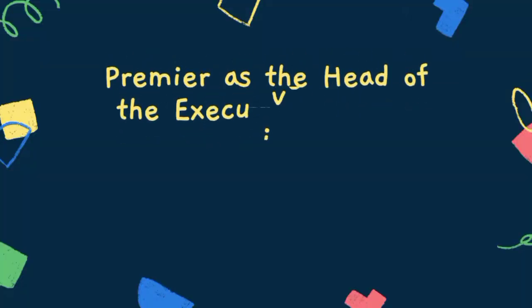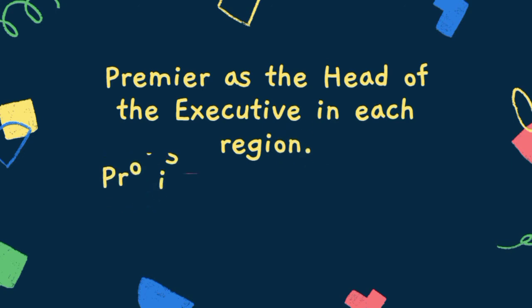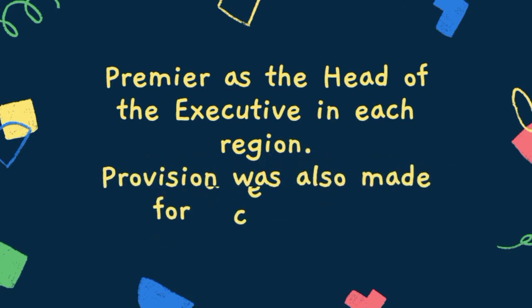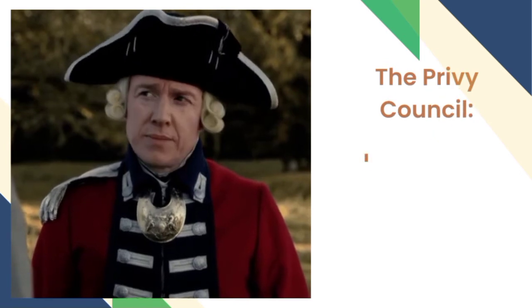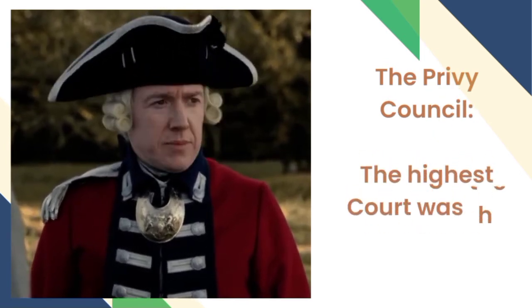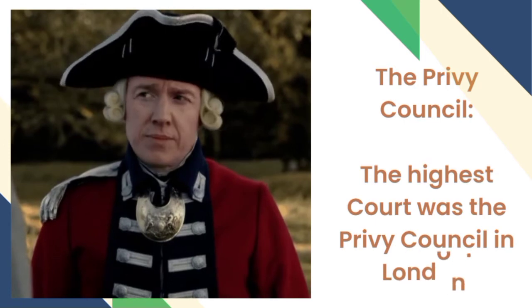There was also the position of the premier in the various regions. The premier was the head of the executive in each region. Also, provision was made for a ceremonial governor for each of the regions. So at the center, there was a Governor General to perform ceremonial functions, and at each region, there was a governor to perform ceremonial functions.